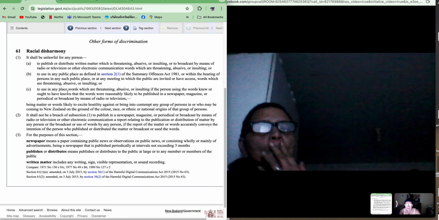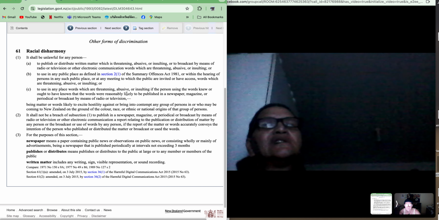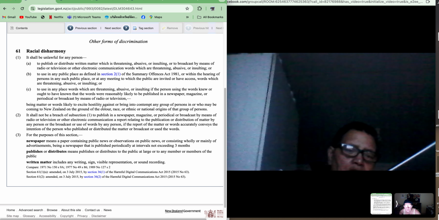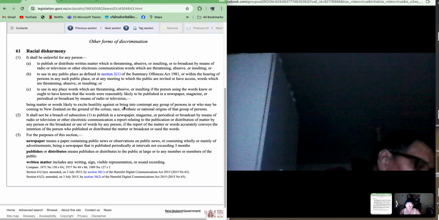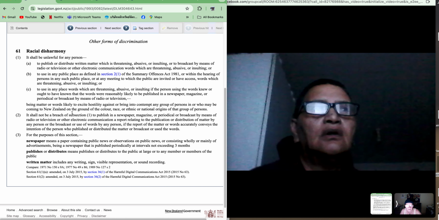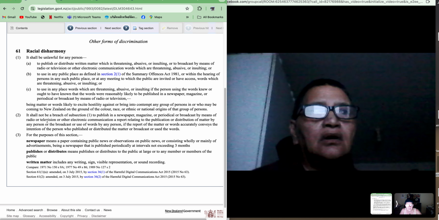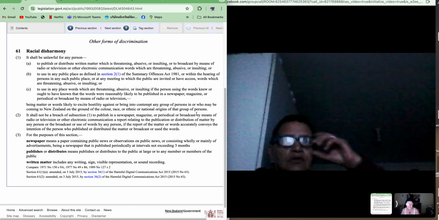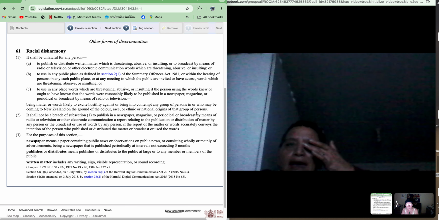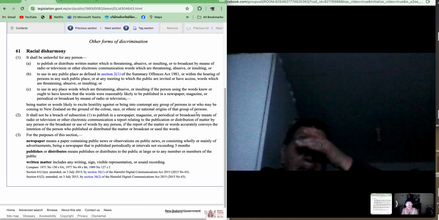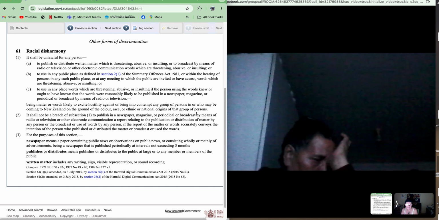And to use any words which are threatening or insulting, or matter or words likely to excite hostility or to bring contempt to any group of persons who may be coming to New Zealand on the ground of colour, race, or ethnic or national origins. Well, they call us colonists every single day. By this, it should be illegal for them to call us colonists when we're born to that country. And they're consistently telling us, so that's all illegal.